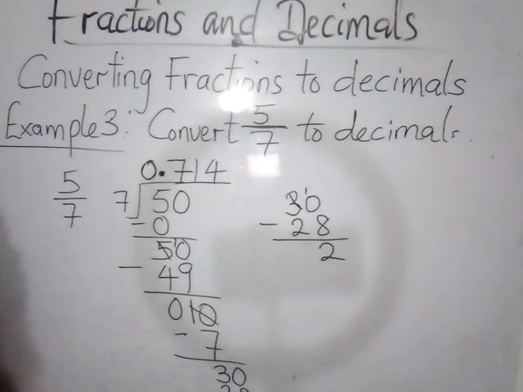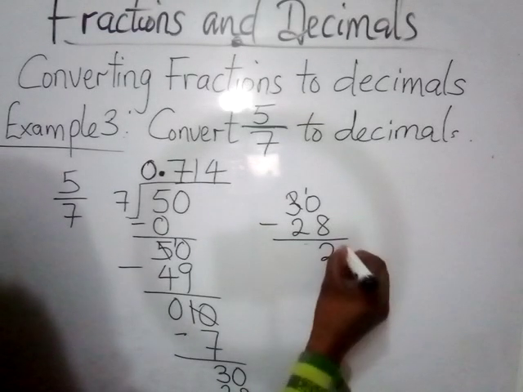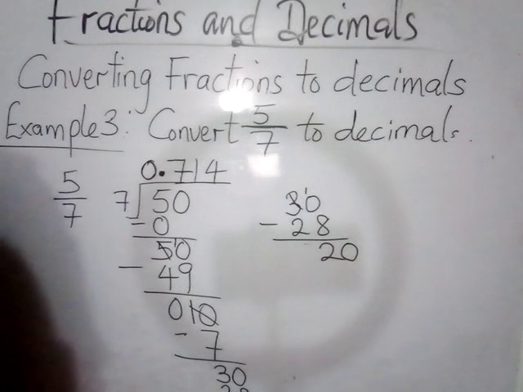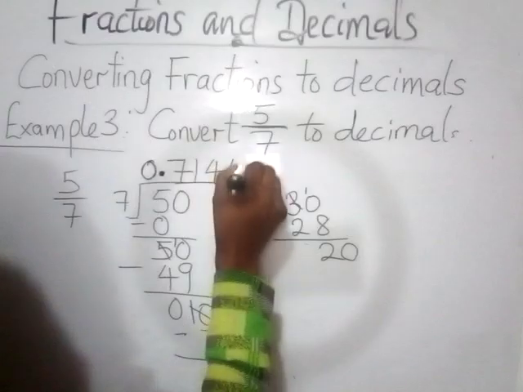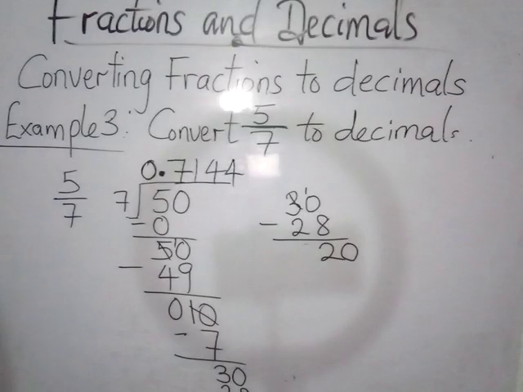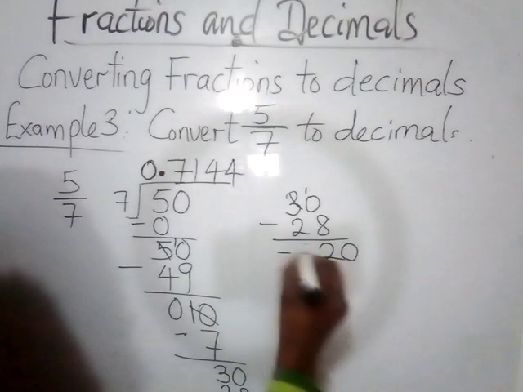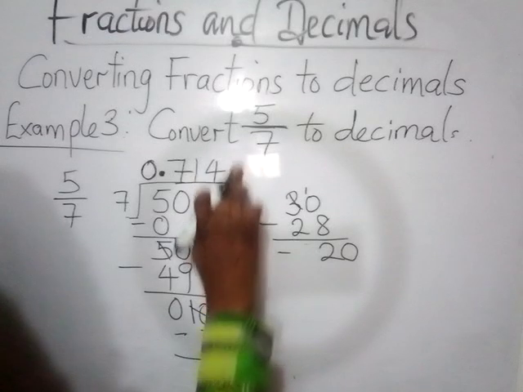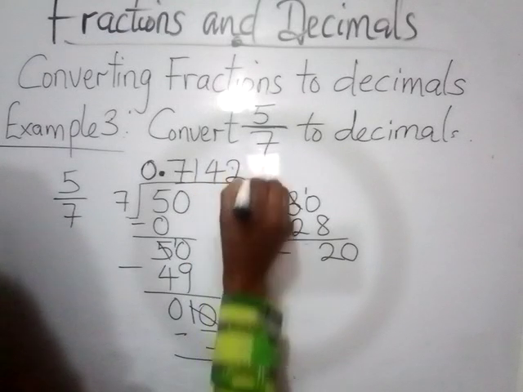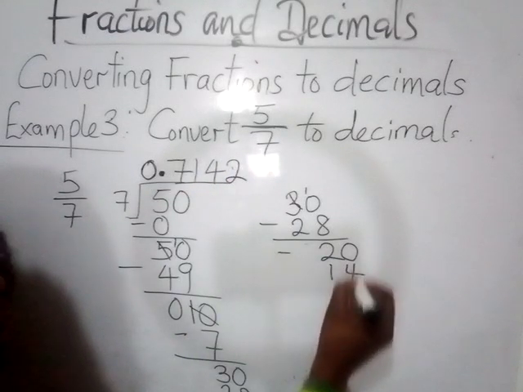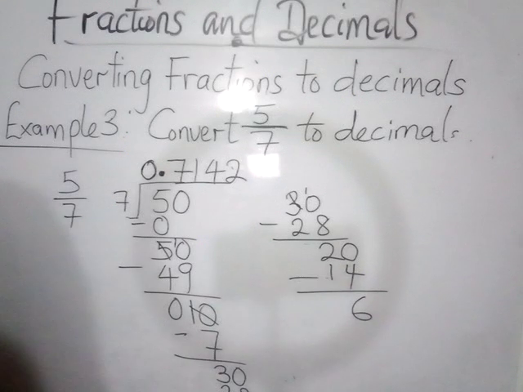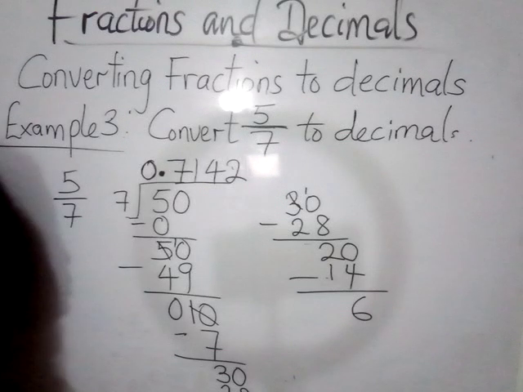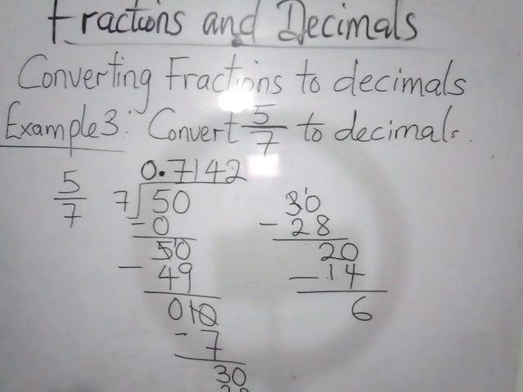You can still continue. If you add 0, it's 20. Sorry, 7 into 20 is 2. 2 times 7 is 14. If you subtract, you have 6. Okay? You add 0 to 6, you continue, you have 56. Then you have remainder 4.